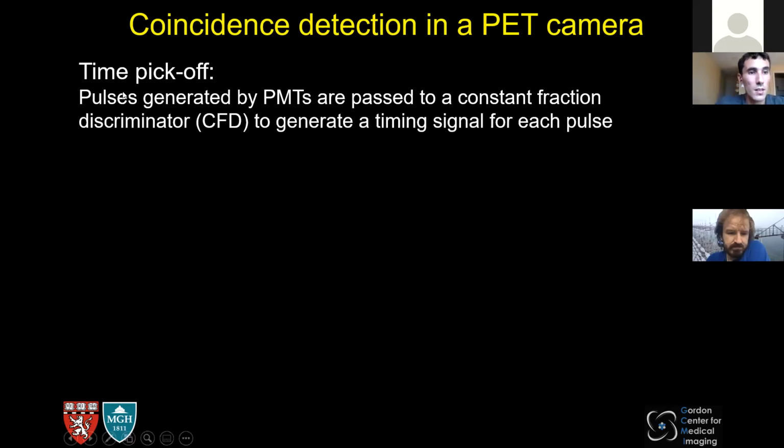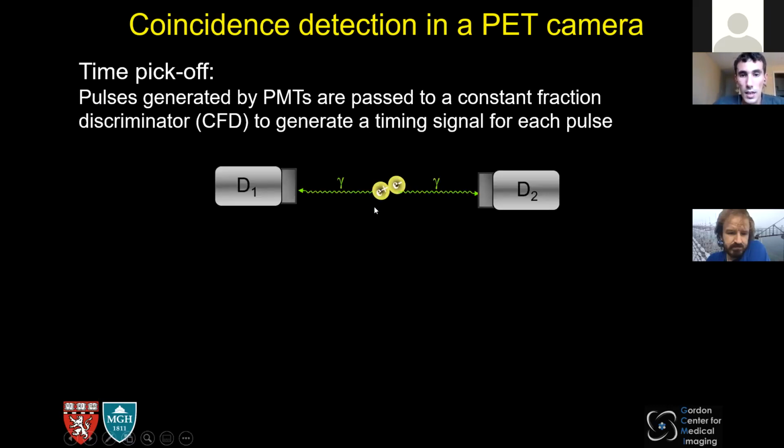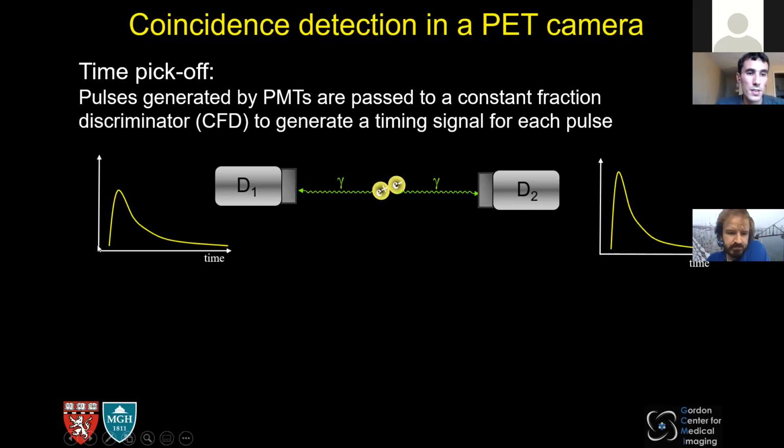Typically the electrical pulses that have been generated by the PMTs are passed to what we call a constant fraction discriminator, a CFD, that will generate a timing signal for each pulse, okay? So this is very simple. You have annihilation here, two gamma photons are emitted, you have two detectors here, and then you're going to have two electric signals corresponding to those gamma photons outputted by the PMT, basically.